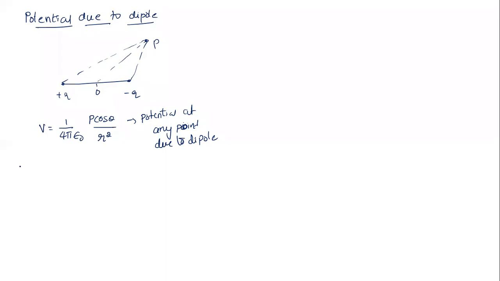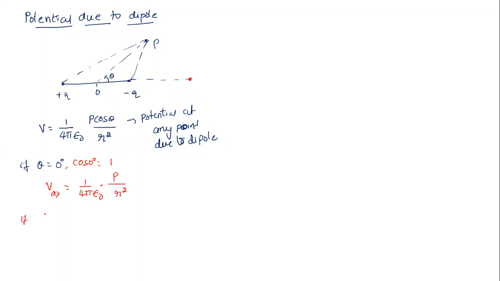So here, if I take theta equal to 0 degree, this is, let's say, theta. This point P will come somewhere here, right? On what line is it? It will come on the axial line. So cos 0 degree is how much now? 1. So potential on the axial line becomes what, students? 1 by 4 pi epsilon naught, P by R square.